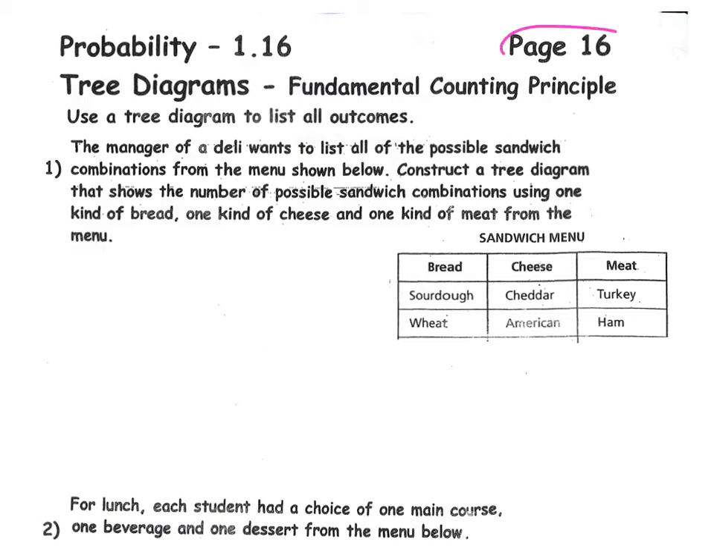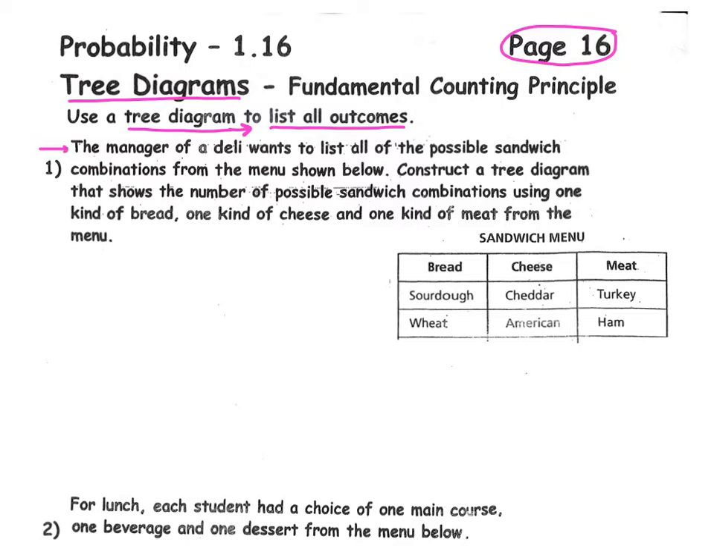Welcome to page 16 of your probability packet. We are going to use tree diagrams one last time to help us construct an organized list of all possible outcomes. So the goal, remember, is to use the tree diagram to get to that complete and organized list. Let's take a look at the first problem we've been given.